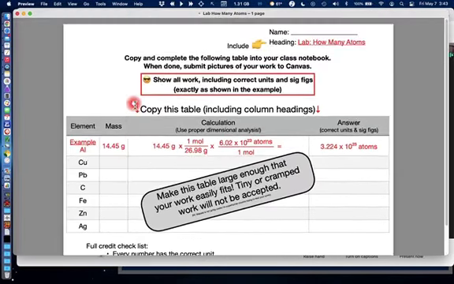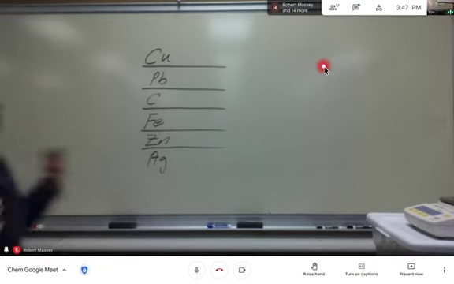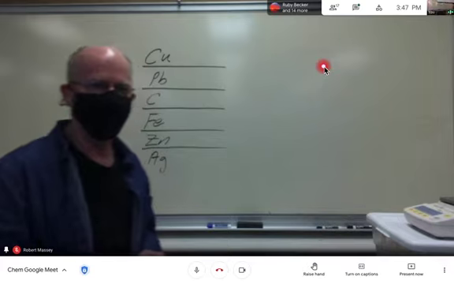The title of this is Lab How Many Atoms? And why don't I give you about 3 or 4 minutes to get a start on copying this table down. But the only thing you really need from me is the data. So let me give that to you right now.